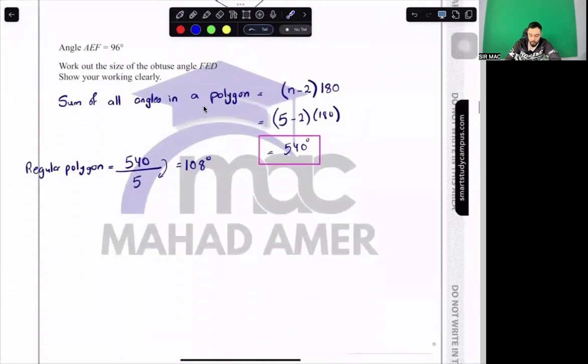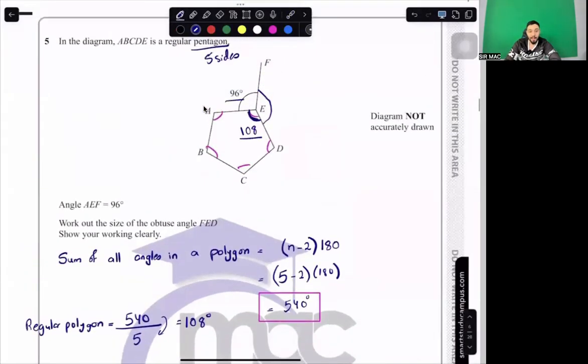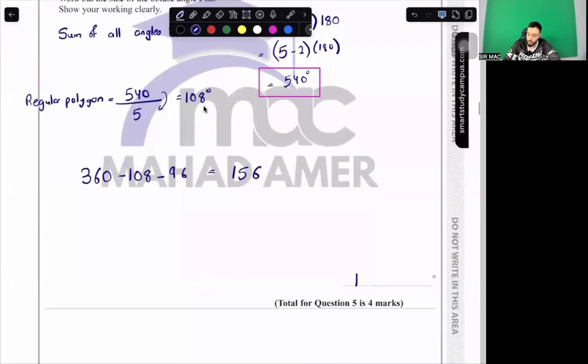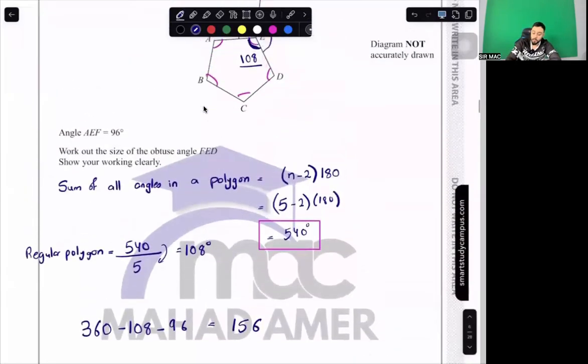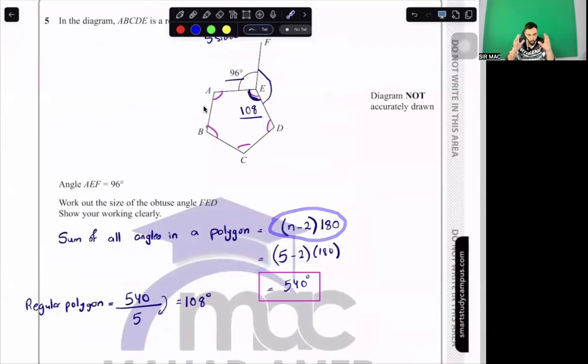The total sum of all angles about a point is 360 degrees. From 360, you can subtract 108 and 96. So 360 take away 108 and 96, you would get the remaining part of the angle. That's the obtuse angle, which is going to be 156 degrees, and that's your answer. First of all, I got the total angle by the formula for the total sum of all the angles. This n basically is the number of sides.